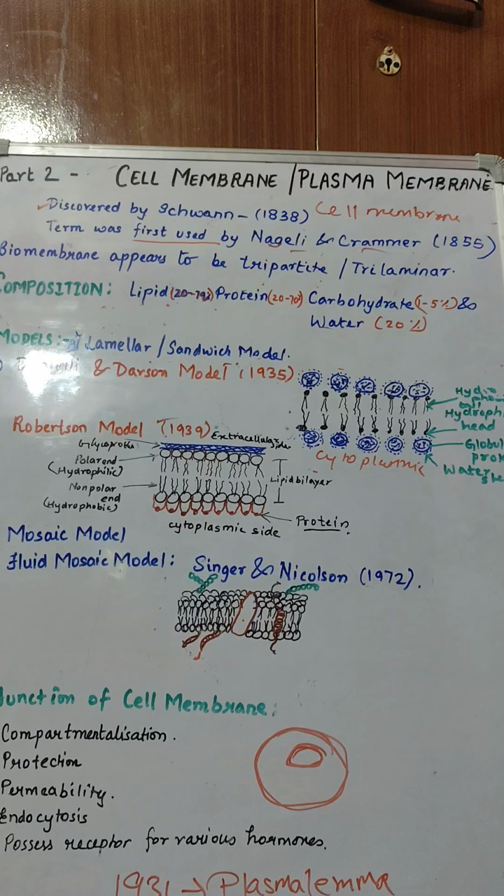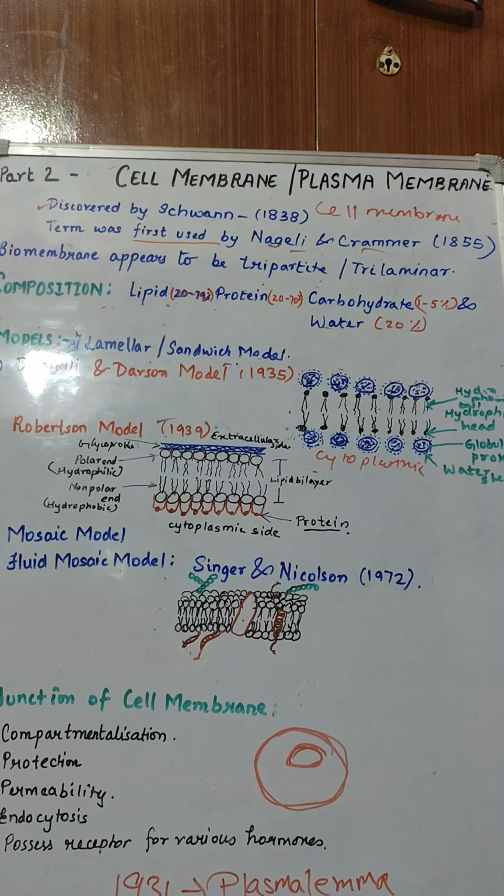Okay, now the biomembrane was found to be tripartite or trilaminar. What is tripartite or trilaminar? It is divided into three sections. Now we will study the structure. There we are going to discuss this term tripartite or trilaminar. Let's see what the cell membrane is composed of.